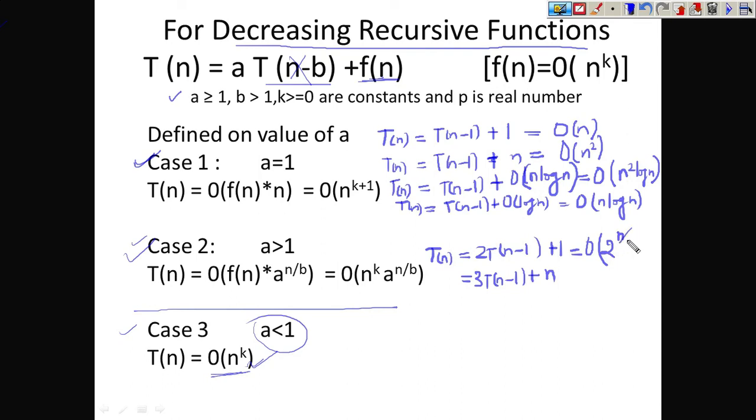And what is b? B is actually 1. So 2 raised to the power n will be the answer, Big O of 2 raised to the power n. Similarly, if you look here, you can see the function is n. So you can say Big O of n into 3 raised to the power n.